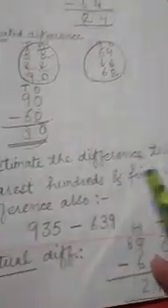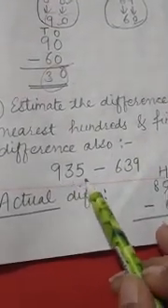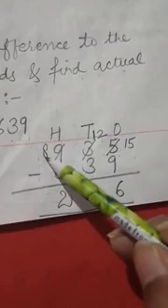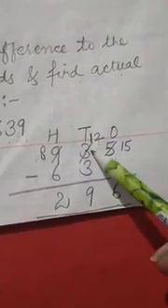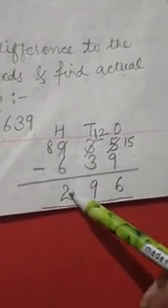Estimate the difference to the nearest hundreds and find the actual difference also. The question is 935 minus 639. How to find out the actual difference? 5 minus 9 is not possible, so we will take one borrow from the tens place and here it will become 15. 15 minus 9 is 6. One borrow is given already, so here 2 is left. 2 minus 3 is not possible, so we take one borrow from the hundreds place and it becomes 12. 12 minus 3 is 9, and here 8 is left. 8 minus 6 is 2. We got 296. 296 is the actual difference.